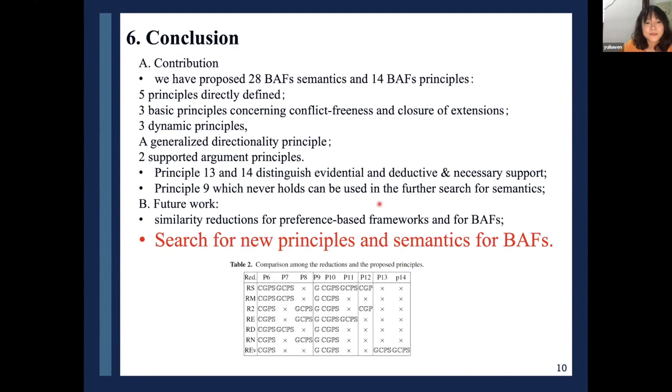Concerning future work, I think there is a possibility for us to explore similar reductions for preference-based frameworks and also for BAFs. And another way is to extend this work by investigating more principles and then more semantics for BAFs. And also this is our main research purpose.